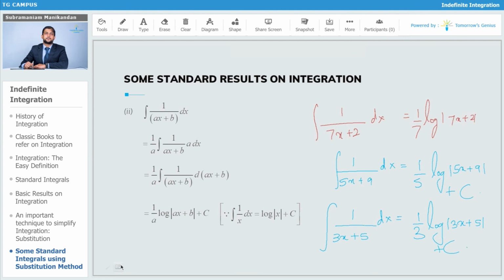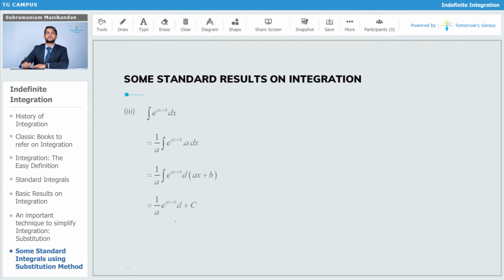Let's look at the next standard result, which is the integration of e to the power of (ax + b) with respect to x. Again, introducing the a, we get the integration of e to the power of (ax + b) as 1 upon a times e to the power of (ax + b) plus c.